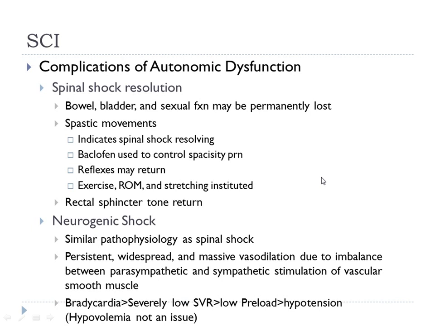I think of spinal shock and neurogenic shock as basically the same thing. Right. Neurogenic shock is more widespread. The patient is more severe, more critical. The patient requires more support. So neurogenic shock is an exaggerated spinal shock. All right.